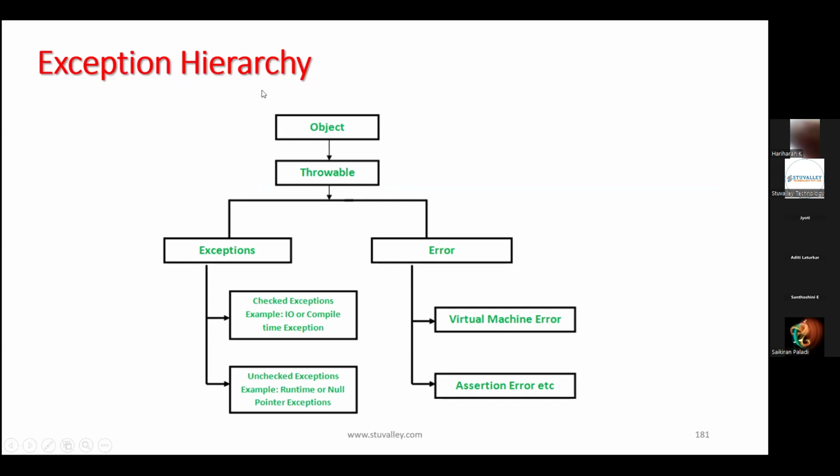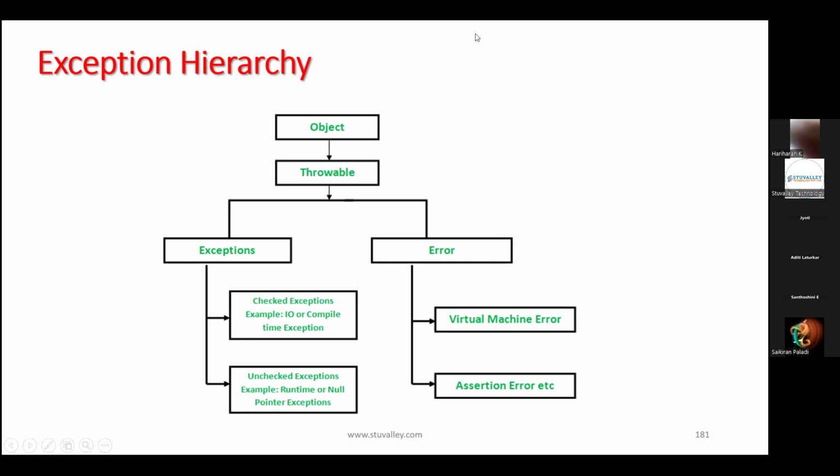Before going forward, there is an exception hierarchy. You know that Object is the base class for all classes. There is a Throwable class. The Throwable class is the parent, the super parent, of all exceptions. Throwable has two child classes. The first one is Exception and the second one is Error. All exception classes are under the Exception class, with all different types of exceptions.